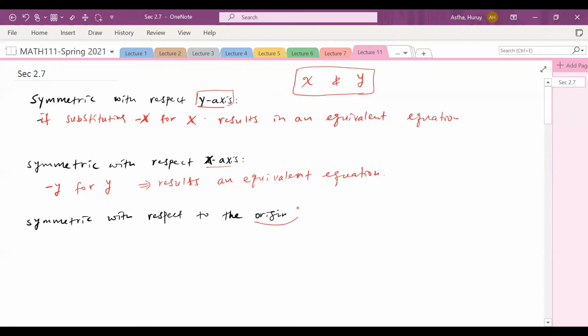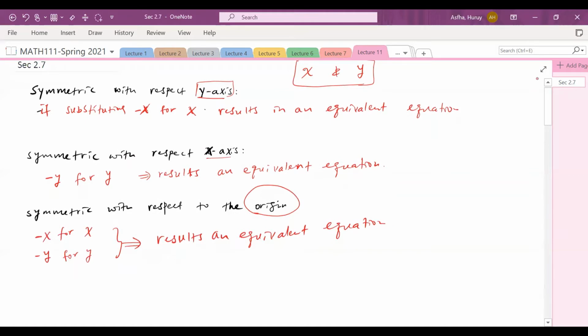And again, we have the third symmetry, which is with respect to the origin. And here in this case, we combine these two. If substituting negative x for x and negative y for y at the same time results in the same equation, then we say it's symmetric with respect to the origin.